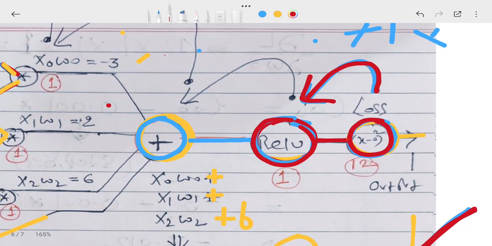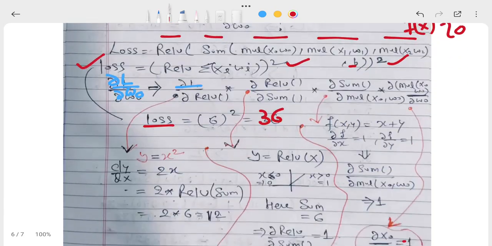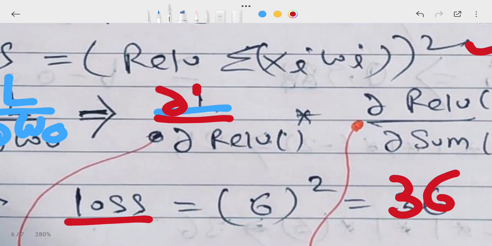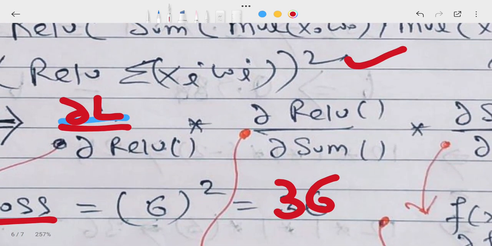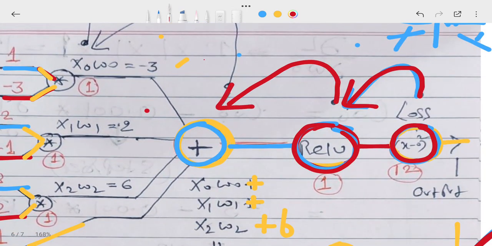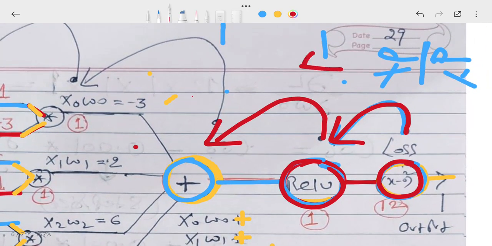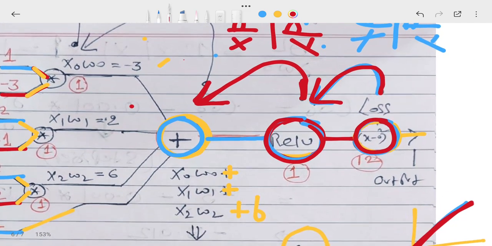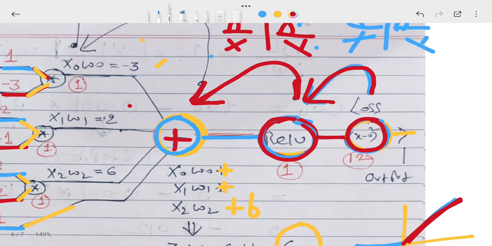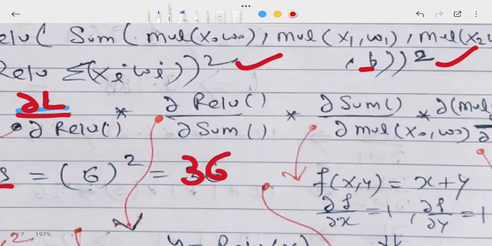So dL upon dReLU I have written. Done. Now dReLU upon dsum. Why ReLU upon sum? You can see before ReLU there is a sum, so again it is dy by dx. So how is it working? This is y, upon dx. What is y? y is here and x is here. It is working like that, dy by dx. So dReLU upon dsum.